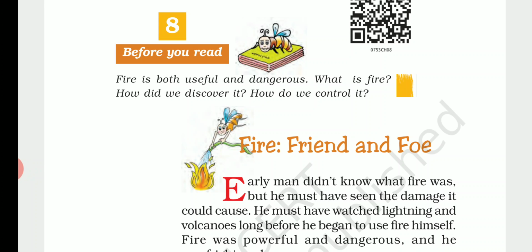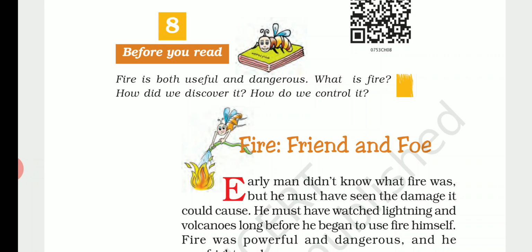ठीक है, जो पुराने ज़माने में people हुआ करते थे. So they did not know what fire is, but they have seen the damage, the destruction caused by the fire. Fire से क्या नुकसान होता है, उन्होंने वो चीज़ को देखा. He must have watched lightning and volcanoes long before he began to use fire himself. Everybody in the previous time also have seen fire, the volcano eruption as well as the thunder and lightning in case of rain.